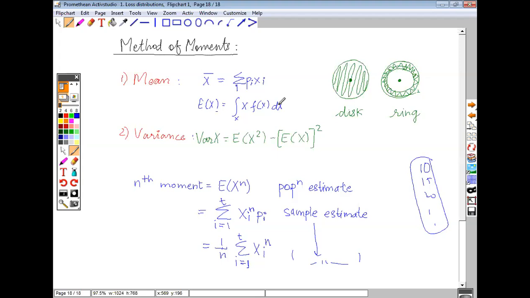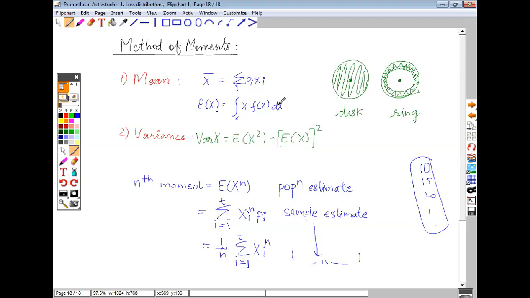And again, there is a bit of ambiguity about whether there should be an n or n minus 1. There are certain cases where you should have n minus 1 and there are certain cases where n is much more efficient. So it depends, but mostly if we go with what's in the book, they have used n everywhere. So we'll go with n. And that is all about method of moments.